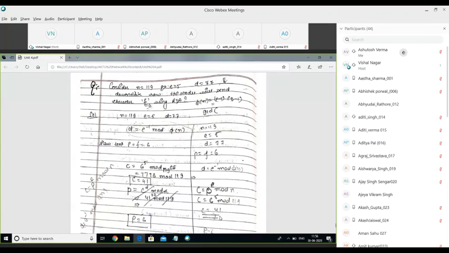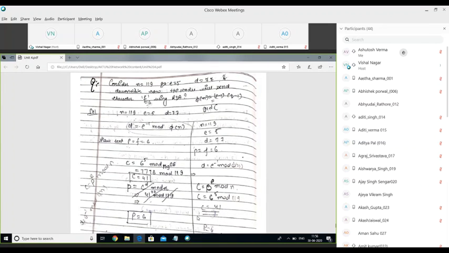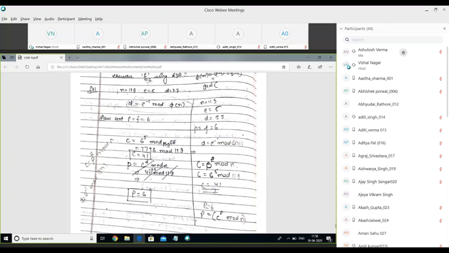To get the plain text in the original form, we apply the function p equals c to the power d mod n, where c is 41: 41 to the power d, which is 77, mod 119. Because there is no attack on the data during the communication, the value of p will come out as 6 only. You can check with your own calculations, this value will definitely come out as 6 because there is no change in the data.